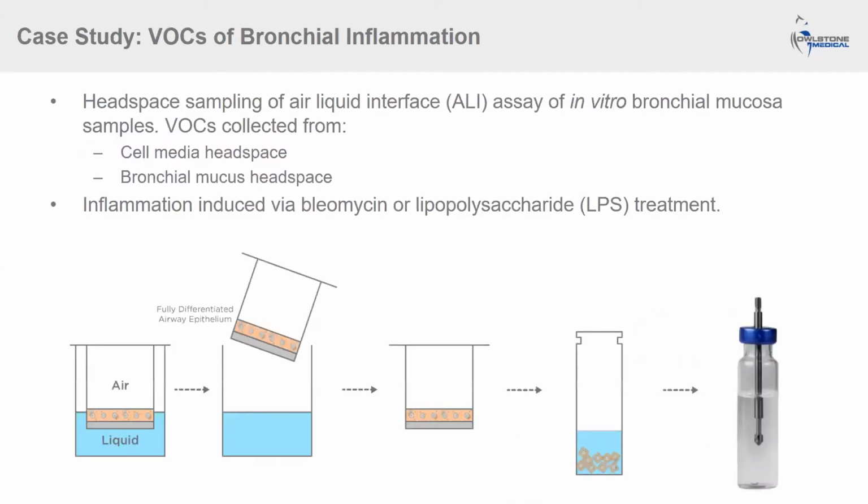So what did we exactly do here? We had our air-liquid interface in vitro assay. We used bleomycin and LPS that were added to the media of the cells, and we sampled the media and mucus. Just again to say, the mucus is basically what covers the top layer of the cells, and we collected the headspace from the media and from the mucus samples.